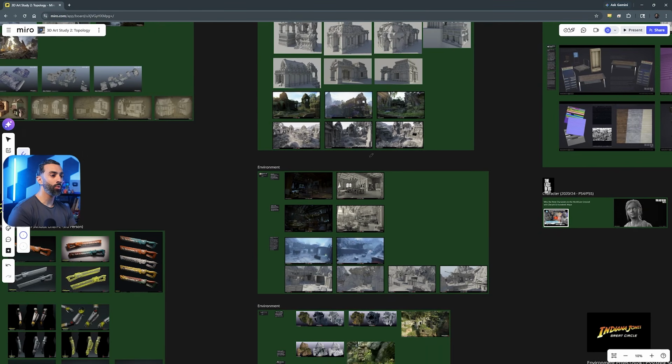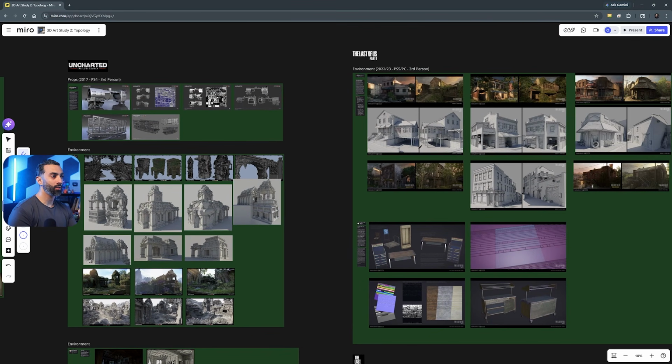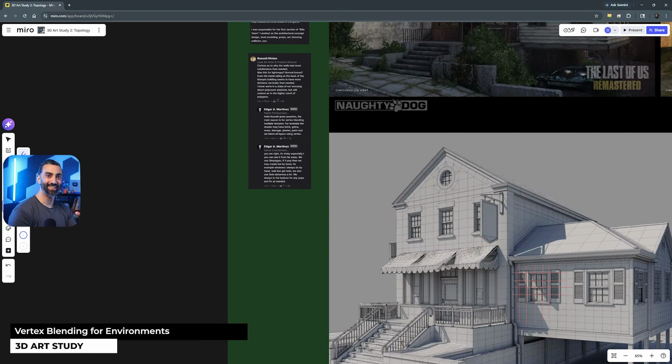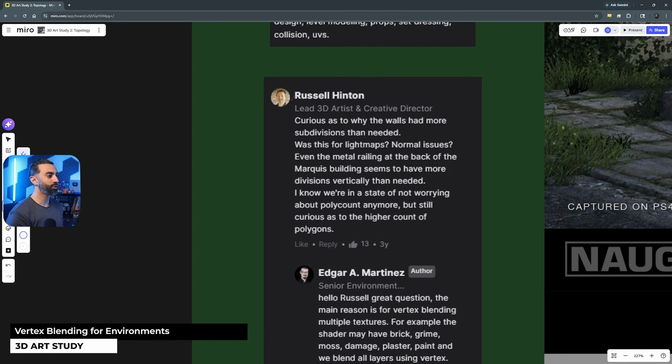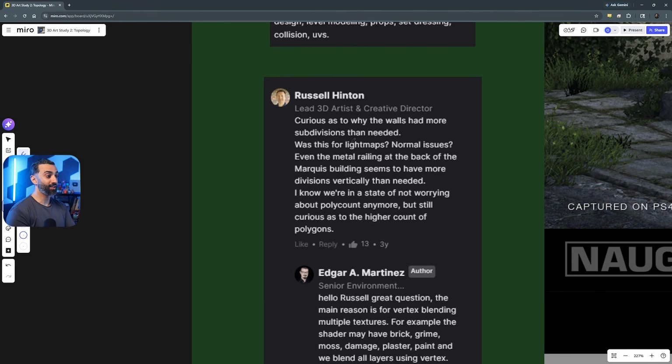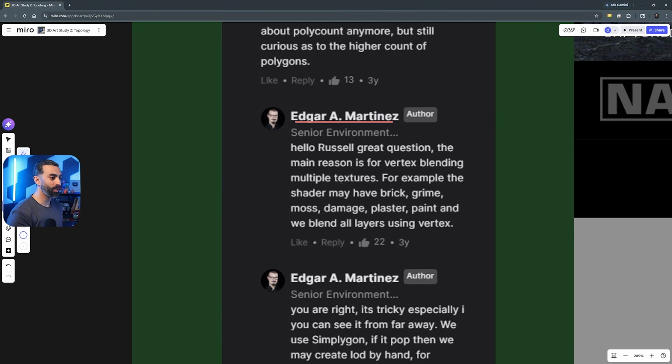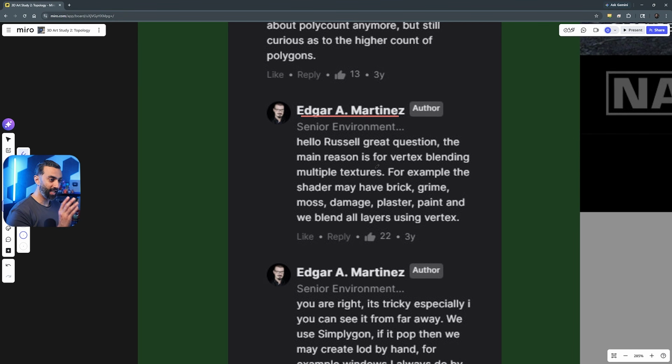So getting to the point, the reason why Naughty Dog goes about this route is because they use something called vertex blending. And I love this dialogue here. Shout out to Russell Hinton. He actually asked this exact question. He says, I'm curious as to why the walls have more subdivisions than needed. Was it light maps, normal issues? And I'm thinking the same thing. I'm in this exact same predicament. Thanks to Edgar, he came in and said, hey, great question, and answered this perfectly.